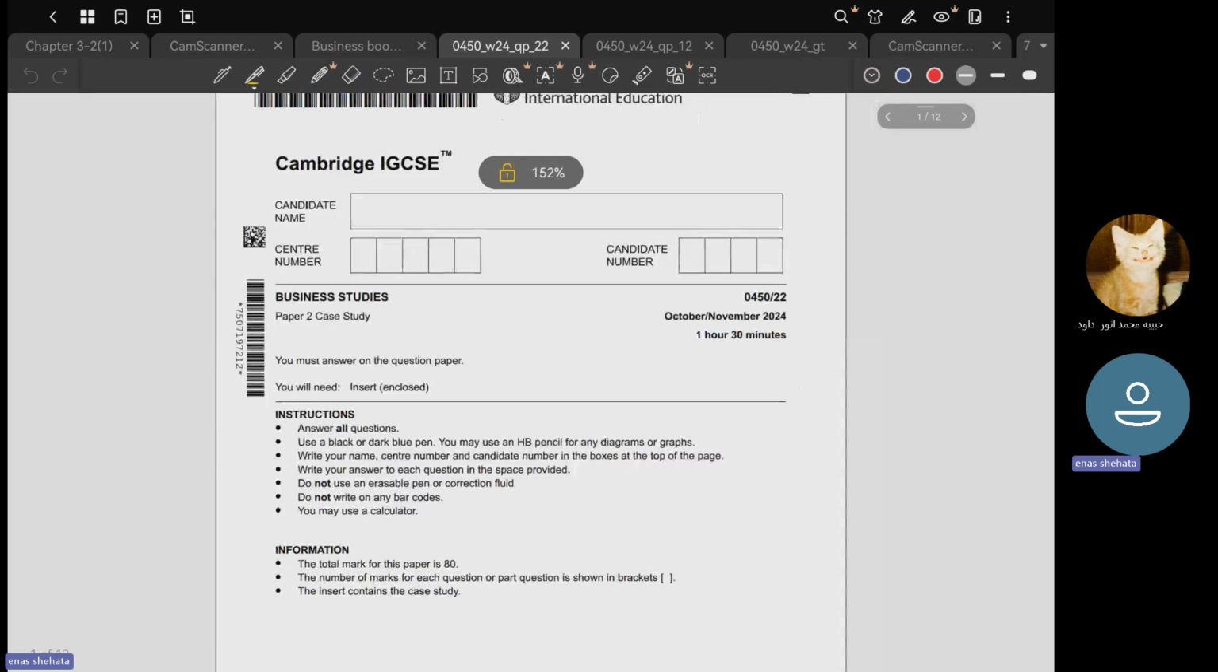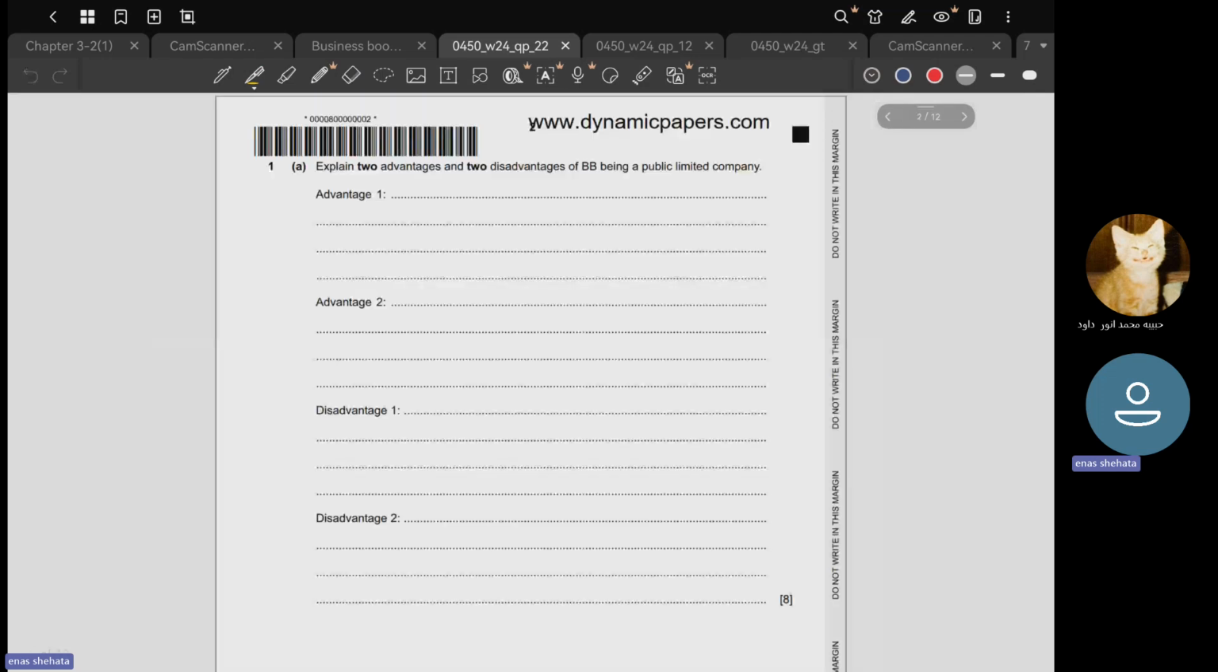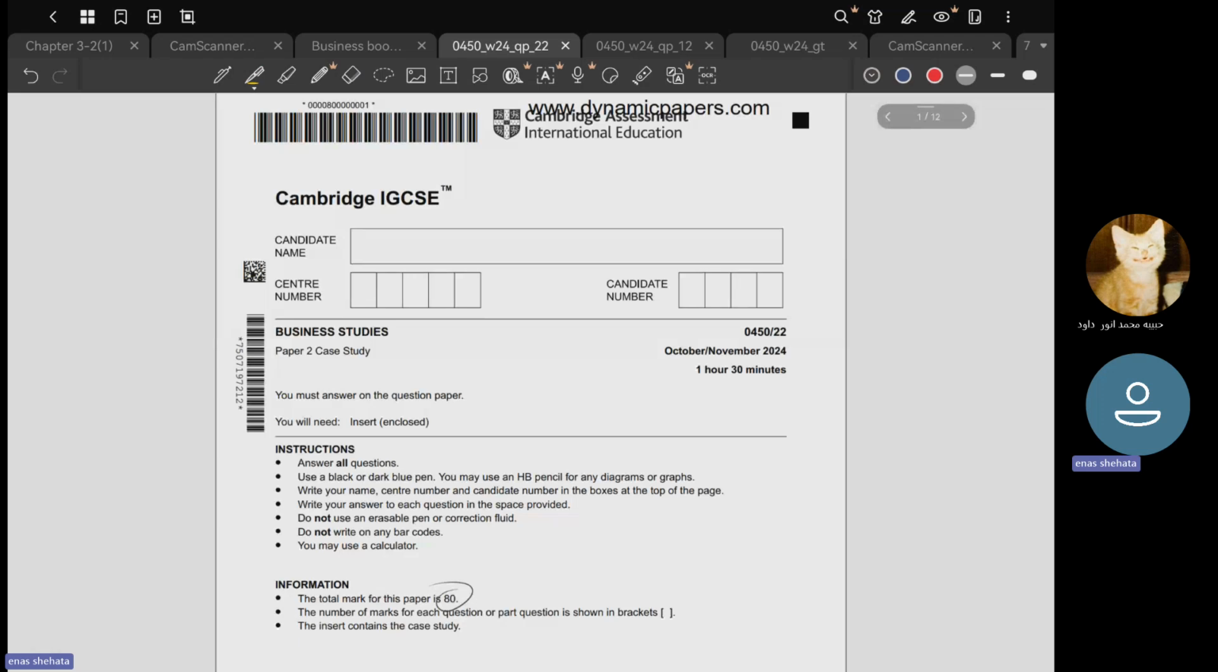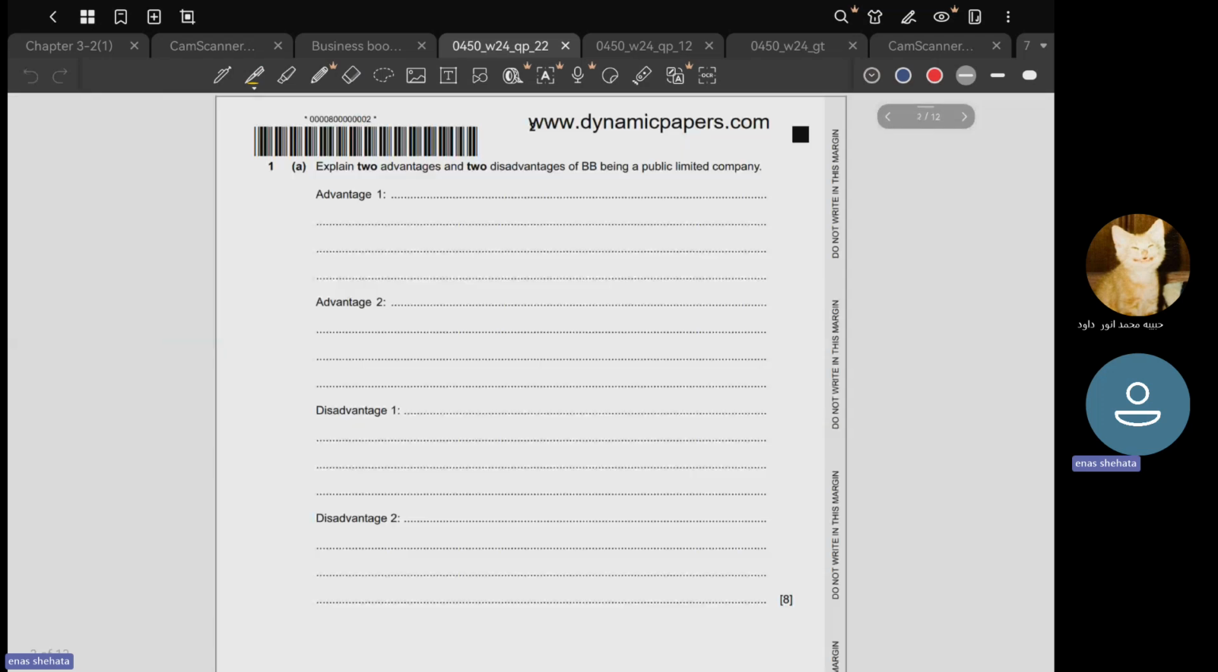Paper 2 is also out of 80, but it has something called an insert. The insert is a huge, big case with questions related to the case. You have 4 questions, sorry, and each question consists of 20 marks. It's a big question, يعني a question out of 8. You will explain each point.